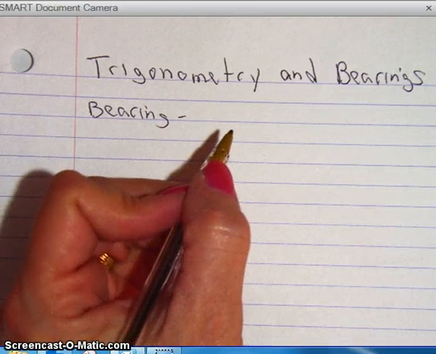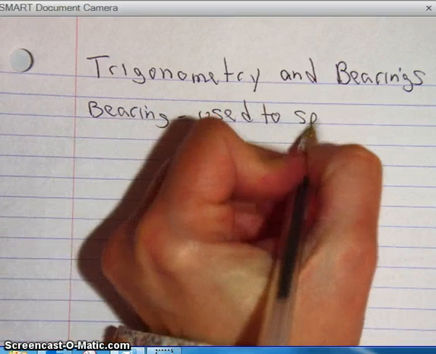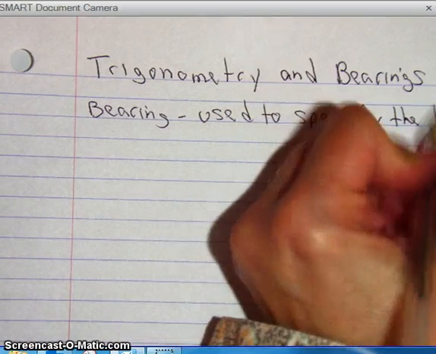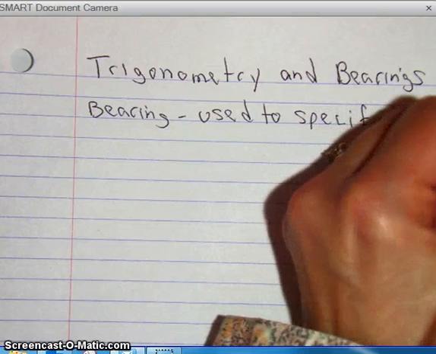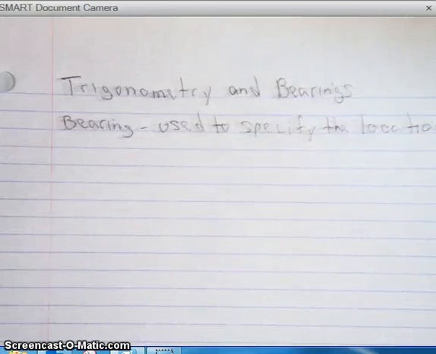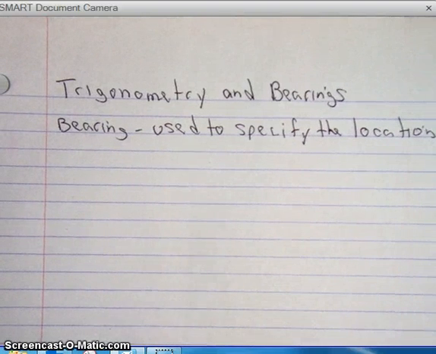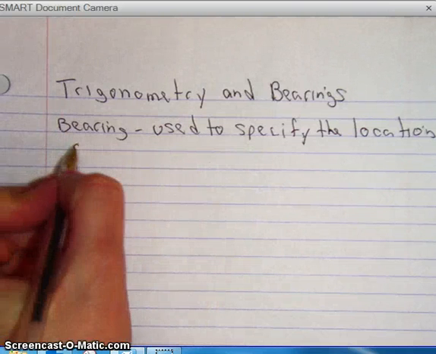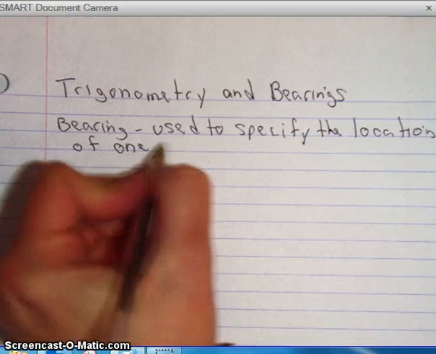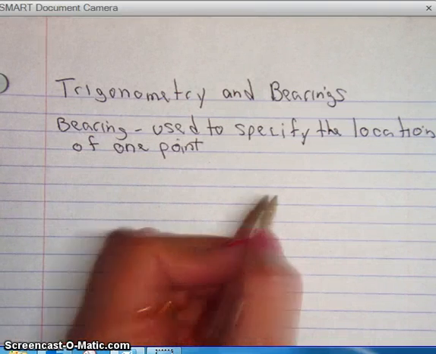Used to specify the location. I'm back to the screen. Let me unzoom a little. Used to specify a location of one point relative to another.